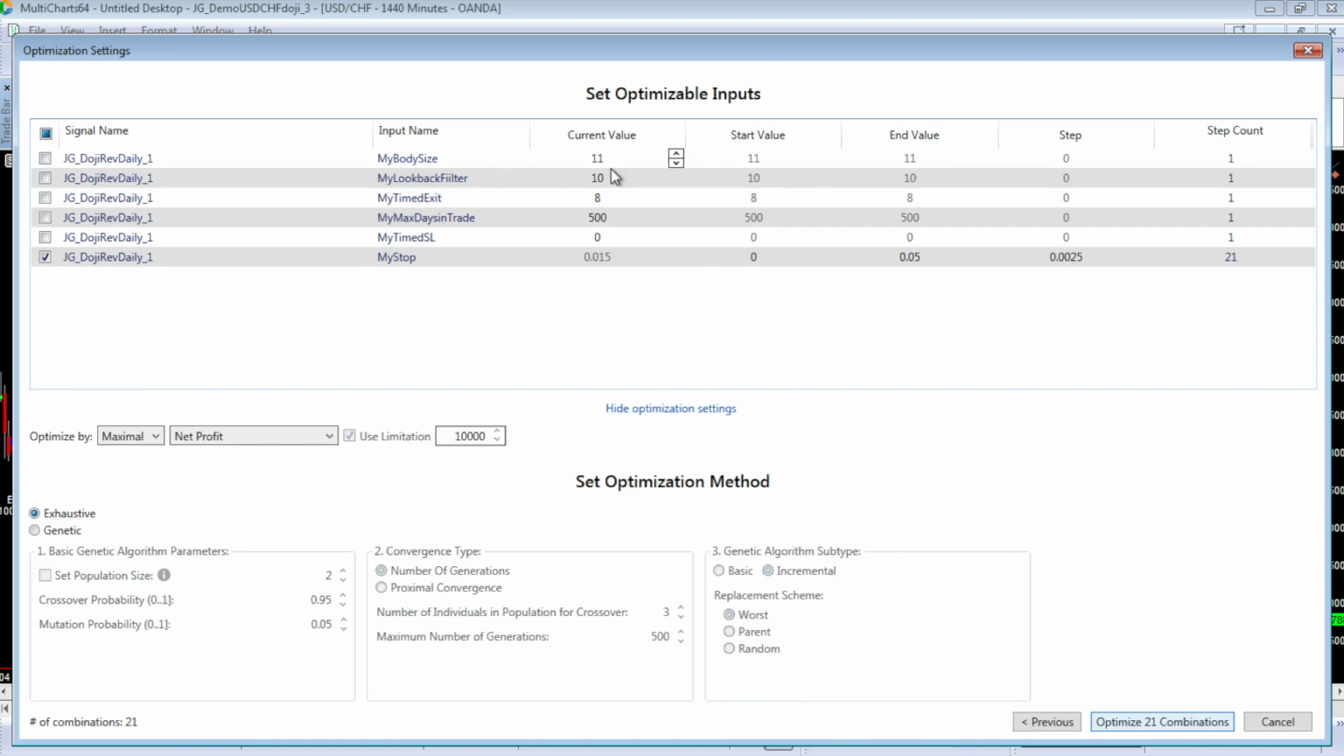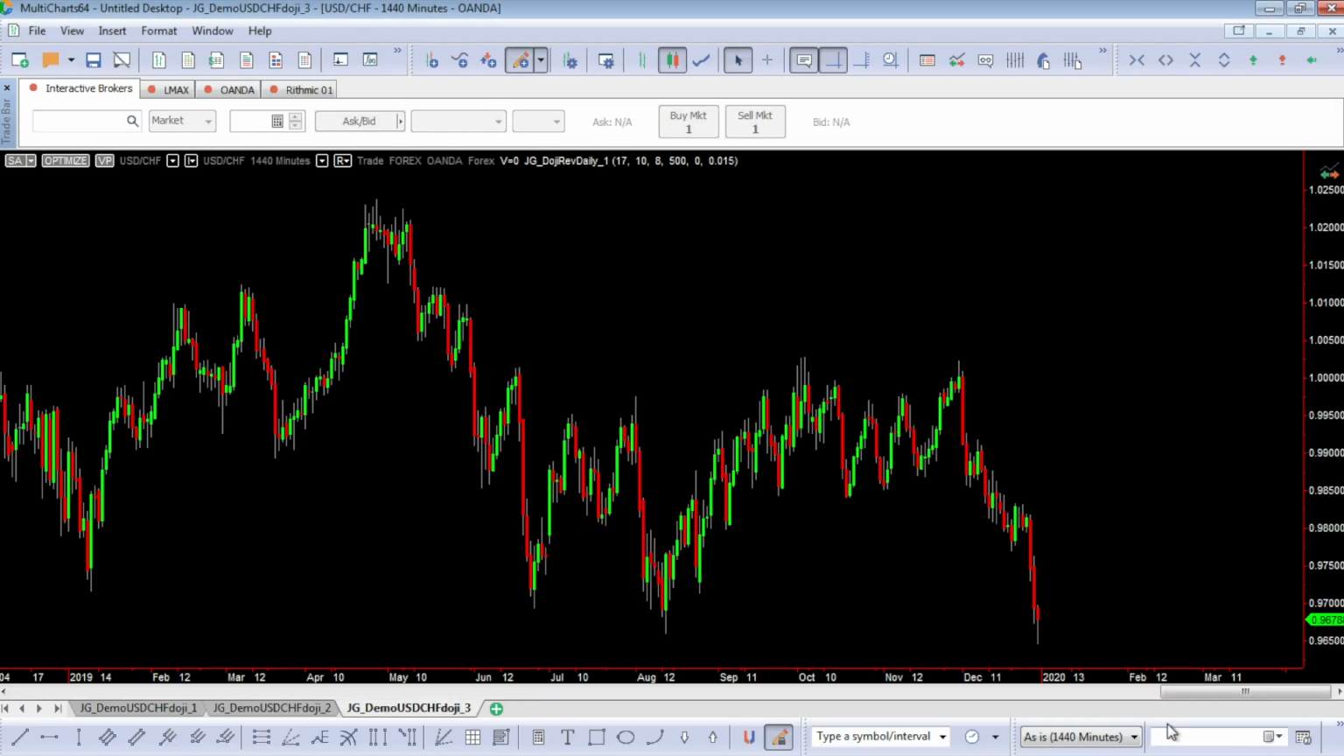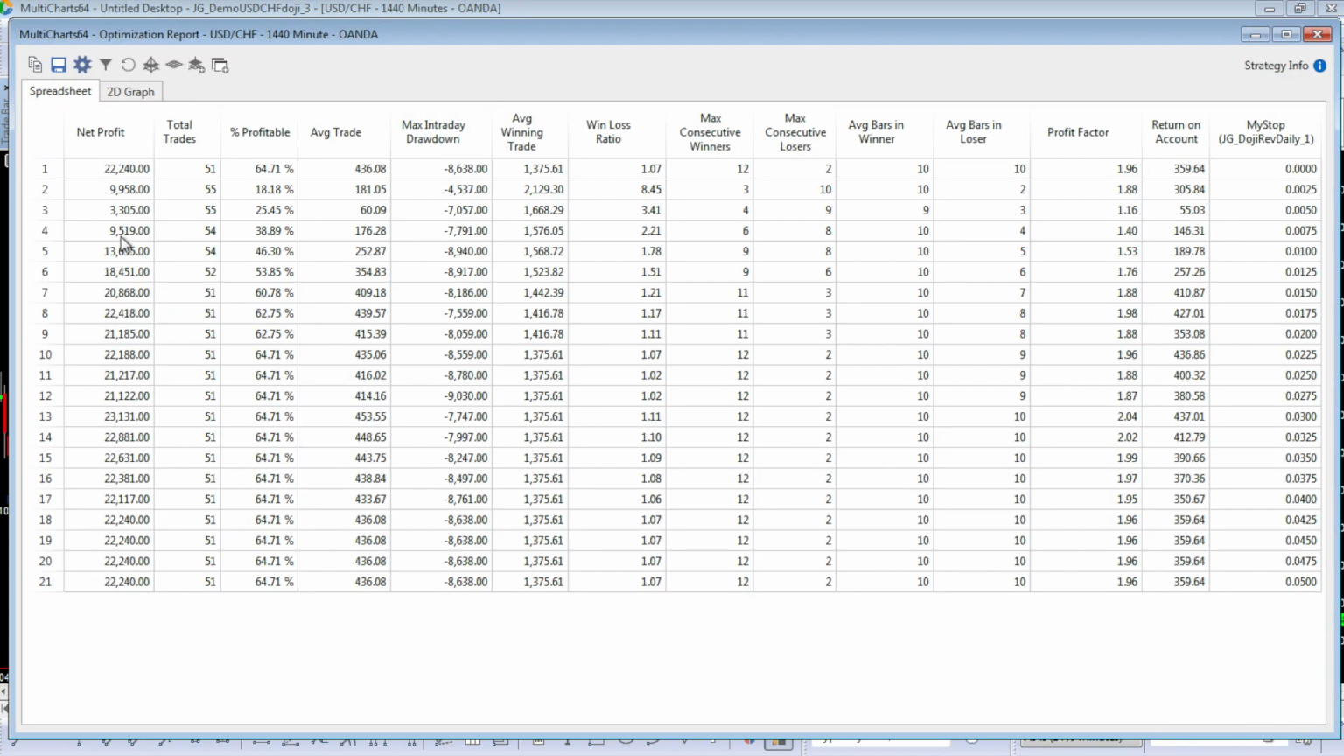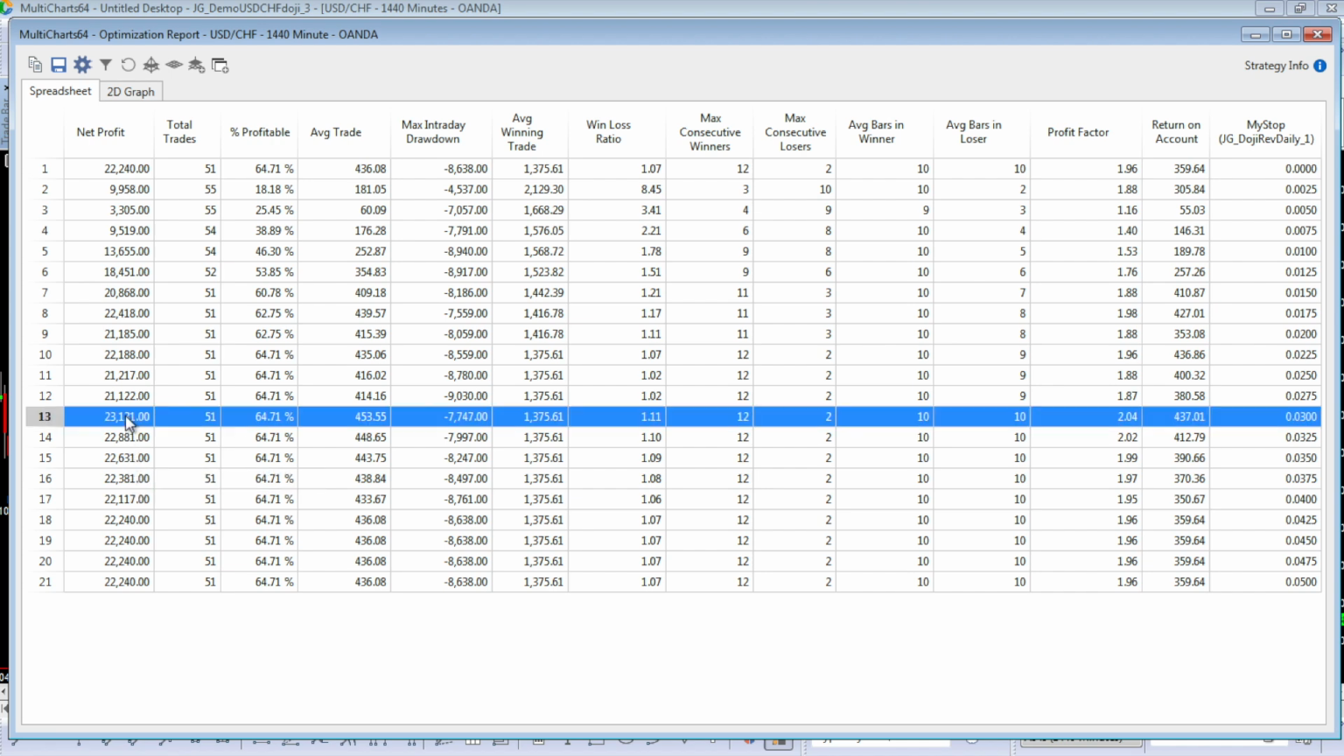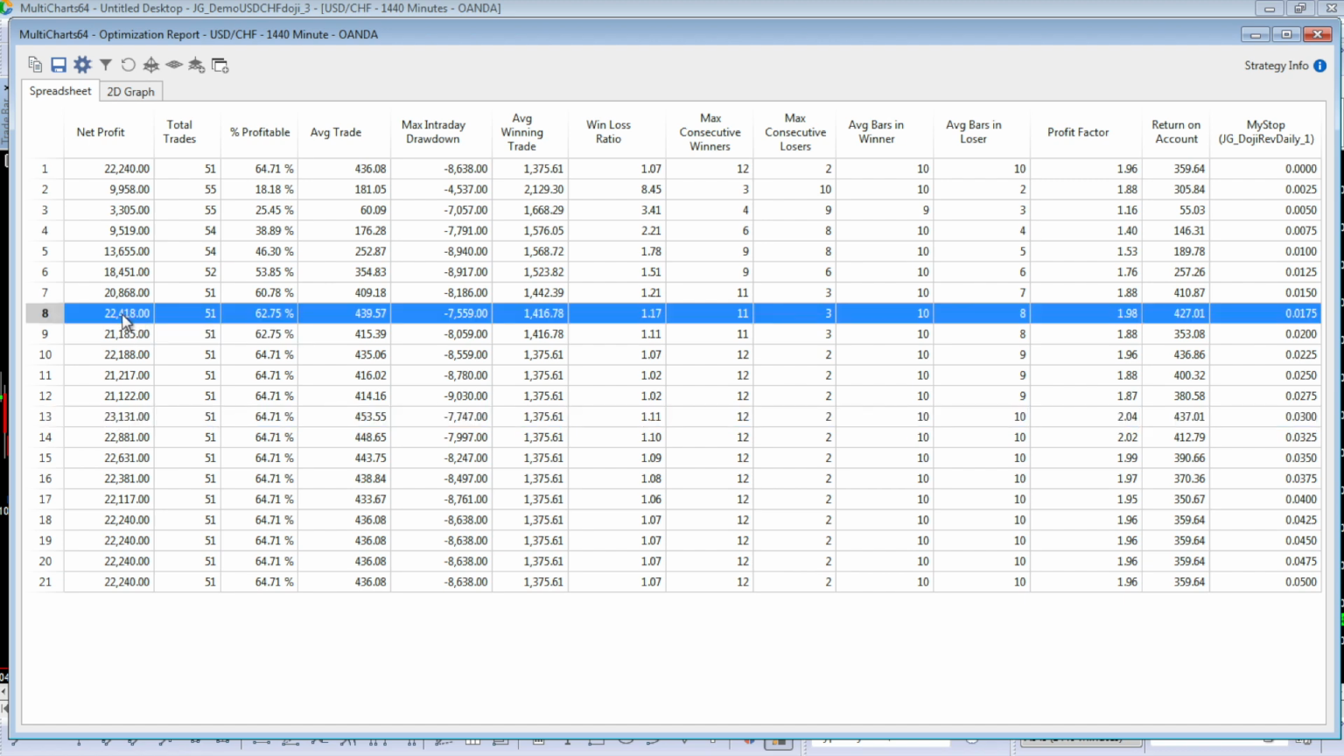So body size 11% and the timed exit 8 days. We're going to look for the best stop loss, and we're going to go from 0 to 500 pips in steps of 25 pips. Looking for the highest net profit, we can see the highest is 300 pips at 23,000, but 22,175 pips is still a very close number. Anything from 150, certainly 175 onwards is working quite well.